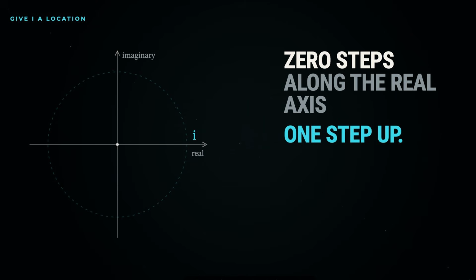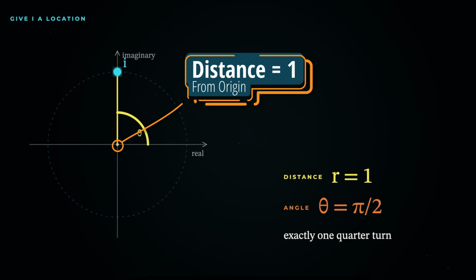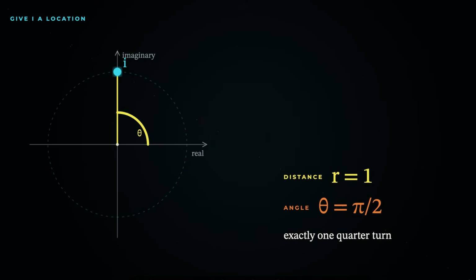The trick is to give i a location. On the complex plane, i sits here, 0 steps along the real axis and 1 step up the imaginary axis. Its distance from the origin is 1, and its angle is pi/2, exactly 1/4 turn.